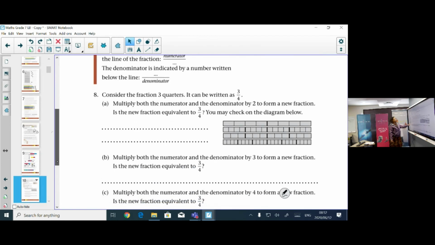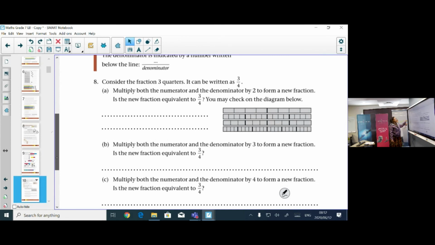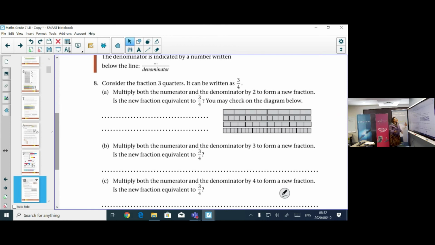So here we are back to equivalence again, practicing it like we have been doing on the other examples. Consider the fraction 3/4. Multiply both the numerator and denominator by 2 to form a new fraction. Is the new fraction equivalent to 3/4? You may check in the diagram below. The diagrams they're talking about are these ones.